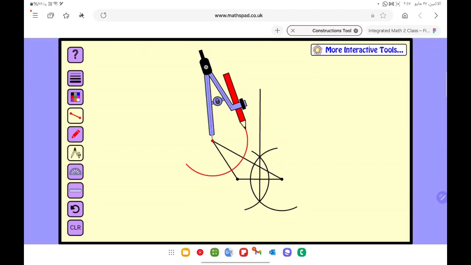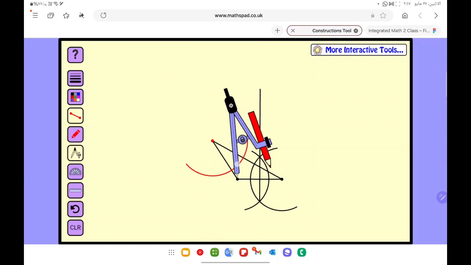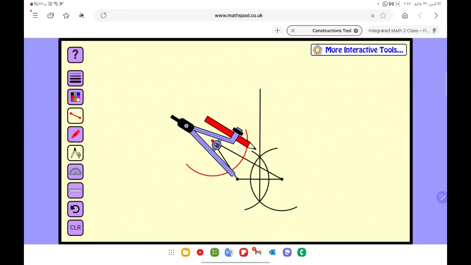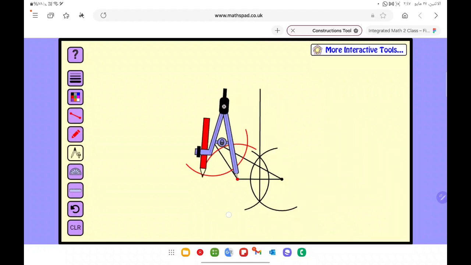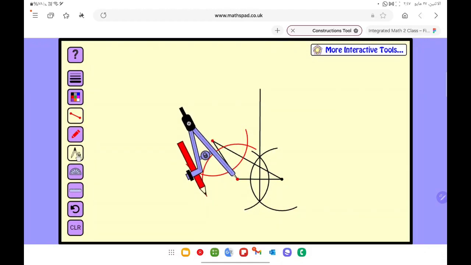Now with the same setting, same opening, change this one to another side. Make your pencil like this. Now we draw the other arc. As you can see here, let's draw the other arc on the other one like this. Clear? I hope it's clear. Now draw a straight line using what we did. As you can see here, we draw a straight line until like this.